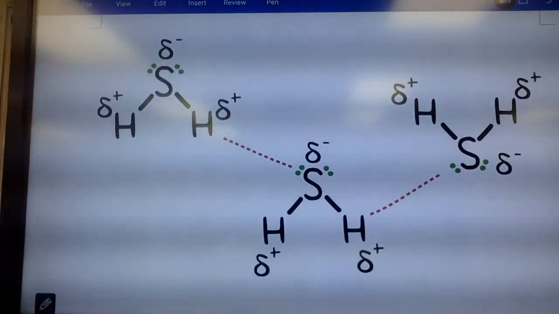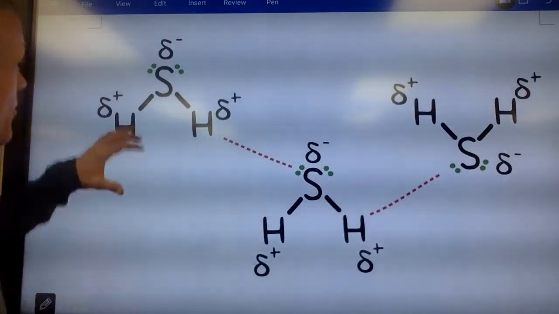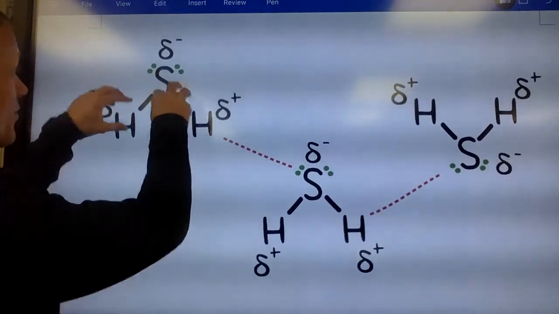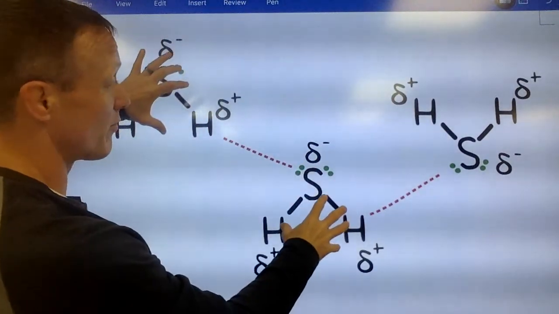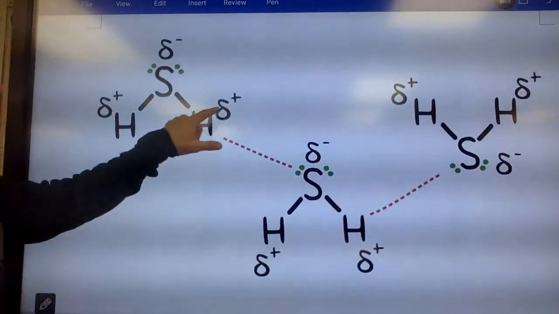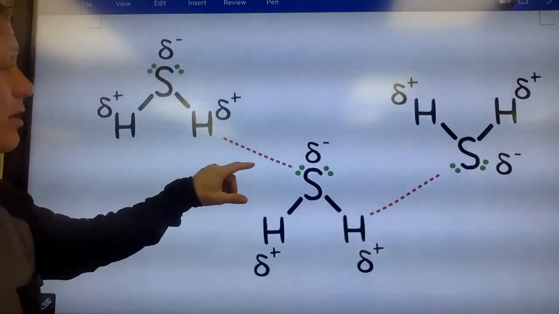Forces between these: again, there would always be dispersion forces, and more electrons means more dispersion forces. But this molecule is a dipole. It's got a positive and negative pole. This is a dipole too. So there are dipole forces. The negative on this is attracted to the positive on this. This just means partial positive charge, partial negative charge.